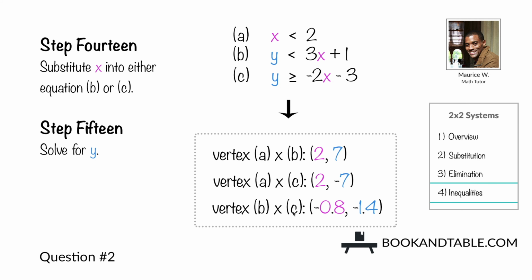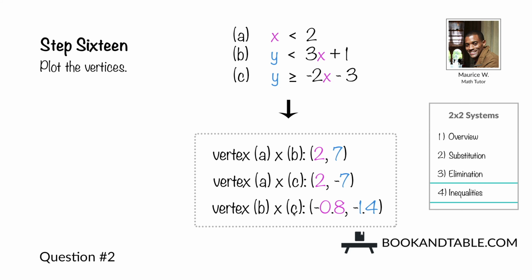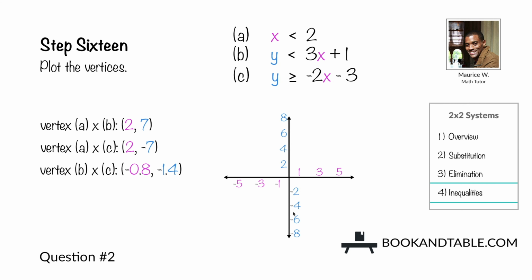So let's start graphing these. So we'll start with the vertices. Step 16. So AB is where x is positive 2 and y is positive 7. AC is where x is positive 2 and y is negative 7. And BC is where x is negative 0.8 and y is negative 1.4.